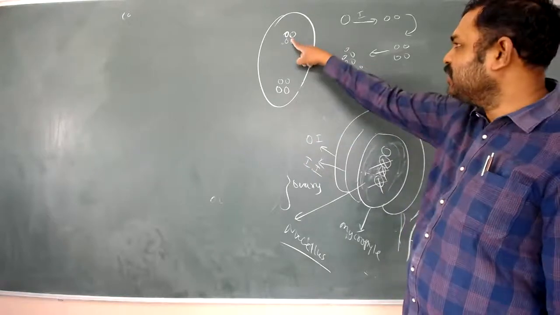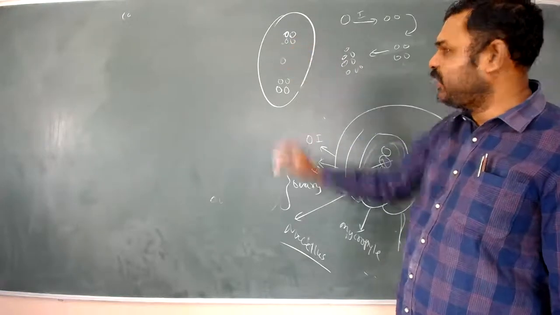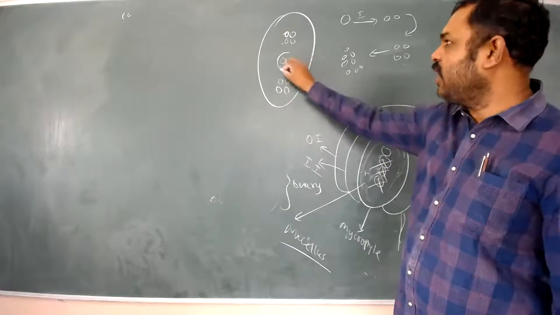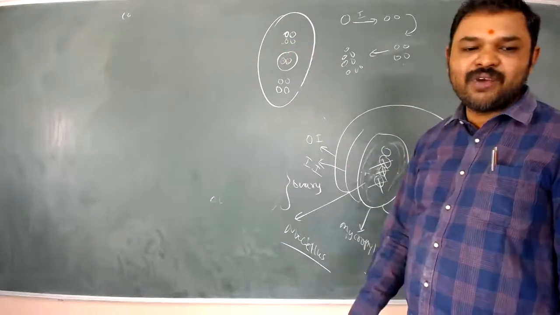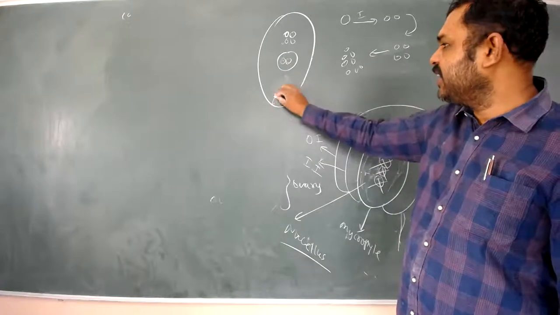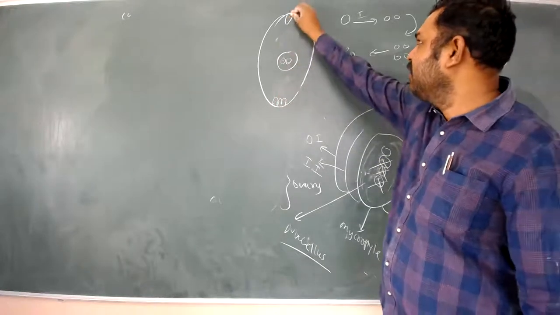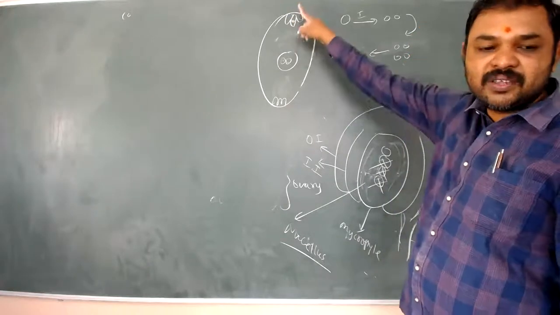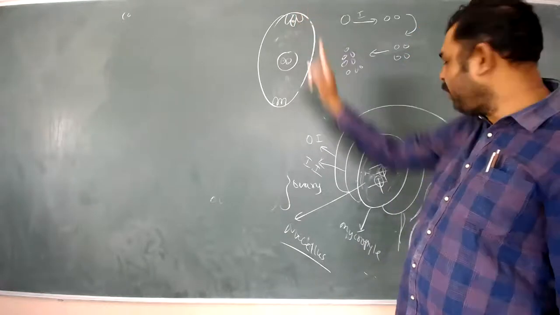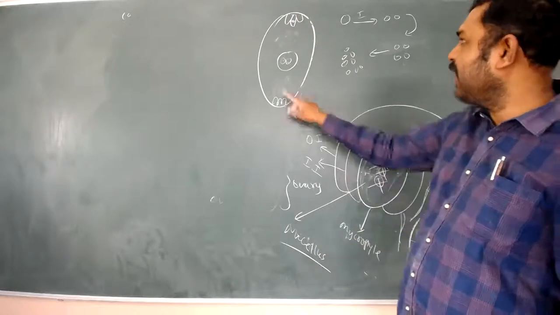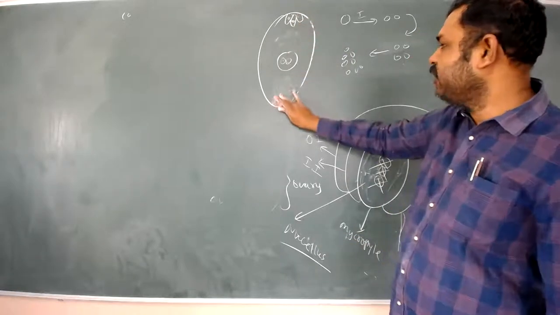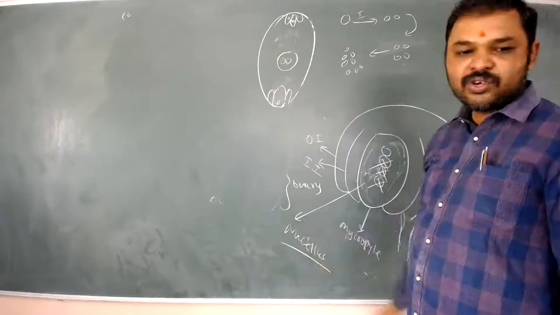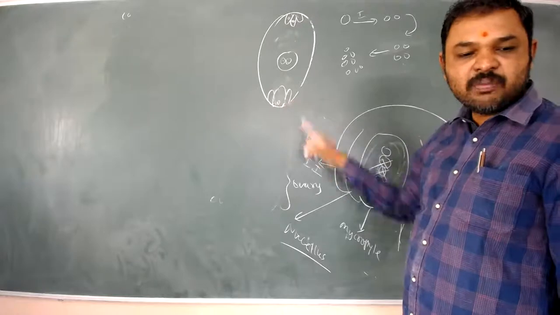Out of these, from this polar end, one comes to the middle position. From this polar end, one comes to the middle position. Then what is formed here? The central cell is formed. Here how many remain? 3 remain here. Here, 3 remain. Here also 3 remain. The 3 nuclei occur at the micropylar end. Suppose you take an anatropous ovule, this is the micropylar end.